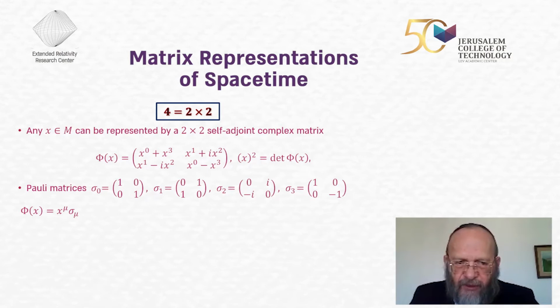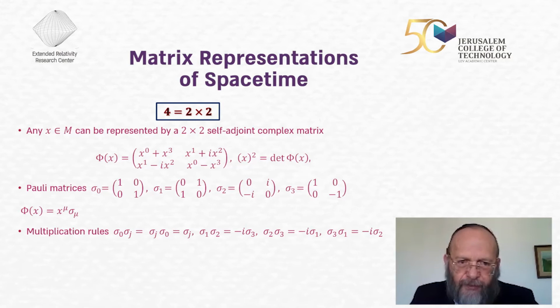What is the importance of those matrices? They have very nice multiplication rules. Sigma 0 is 1, so if you multiply anything by sigma 0, it's the same, you get sigma j. But when you multiply sigma 1 by sigma 2, you get i sigma 3, and by cyclic permutation, sigma 2 sigma 3 equals i sigma 1, and sigma 3 sigma 1 equals i sigma 2. It's a cyclic permutation of the same again.